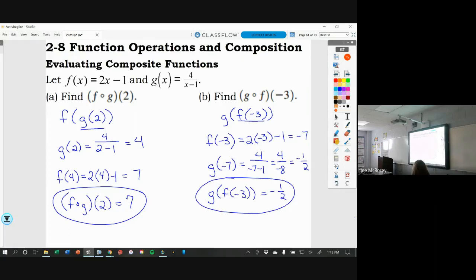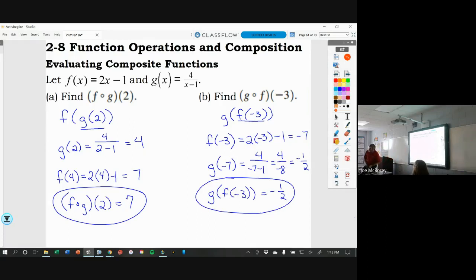Yes, ma'am. This is not important, but is there a name for the circle? I don't remember. Probably. You want to call him Fred? We'll call him Fred. So we'll just call g circle f, Fred g. I really don't remember.